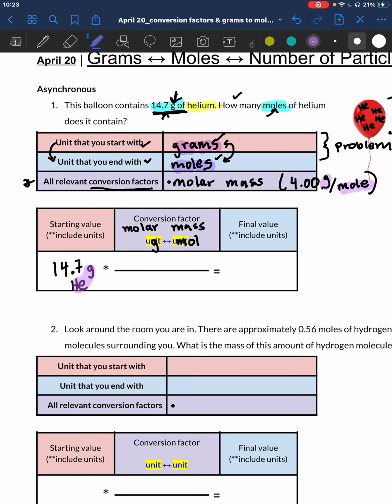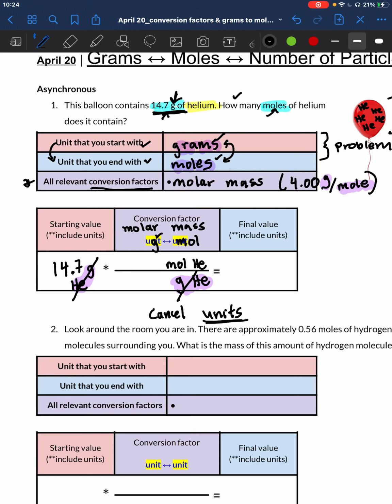And so let's see how I should put those on the conversion factor. I see grams in my starting value. That means that I need grams in the denominator of my conversion factor. So grams matches up with grams. All right. Well, I know I'm moving into moles, so I set this up. And then I'm going to check myself. Did my units work? I see that grams of helium is going to cancel with grams of helium. I'm canceling units, not numbers necessarily, but I'm canceling units.